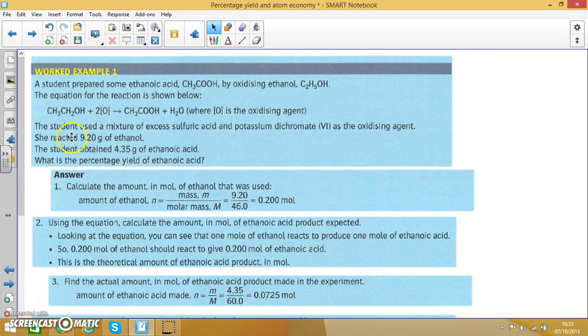So the overall answer to this question is that the percentage yield for this equation, when 9.2 grams of ethanol react to form 4.35 grams of ethanoic acid, is 36.25%. And that's how we do percentage yield calculations. In the next video in the series, we will look at how to determine atom economy.